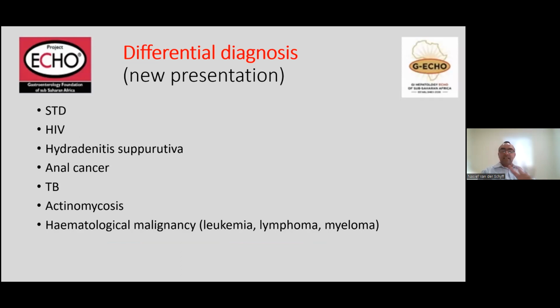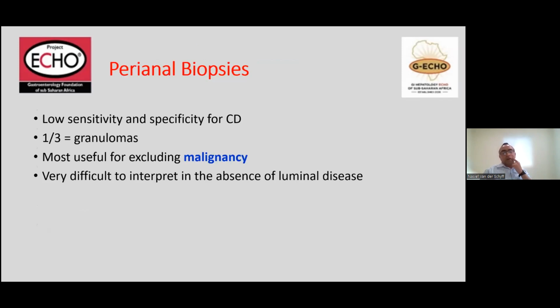For new patients, there is a differential diagnosis that we need to consider. If the patient is not labeled to have peri-anal Crohn's disease, it can be hard, especially if there's no luminal disease. So this slide indicates whether we should consider patients for STDs, for hidradenitis suppurativa, for TB, actinomycosis, as well as the hematological malignancies. So it can be a difficult diagnosis to make initially.